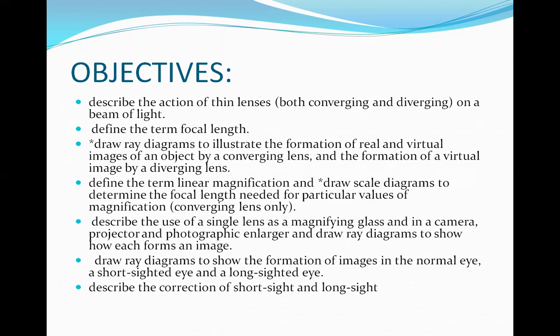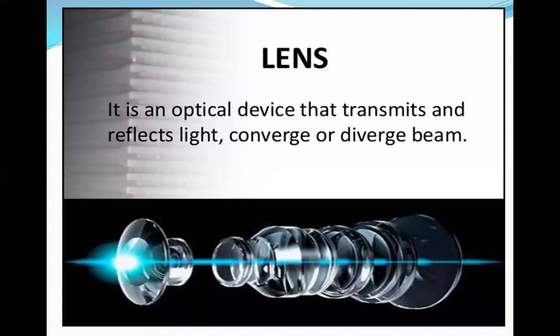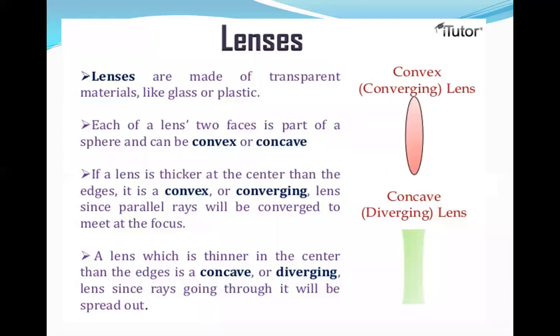Let's start our lesson with the introduction of lens. What is a lens? Actually, a lens is an optical device that transmits and refracts light, converging or diverging a beam. Lenses are made up of transparent materials like glass or plastic. Each of a lens' two faces is a part of a sphere and can be convex or concave. If the lens is thicker at the center than the edges, it is a convex lens or converging lens, as you can see in this diagram.